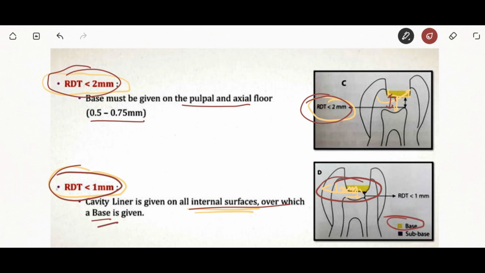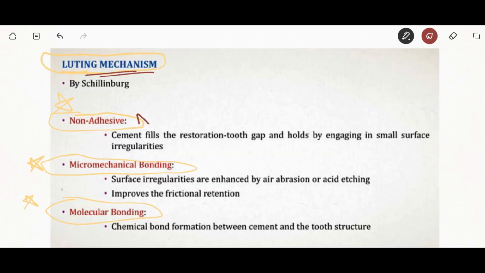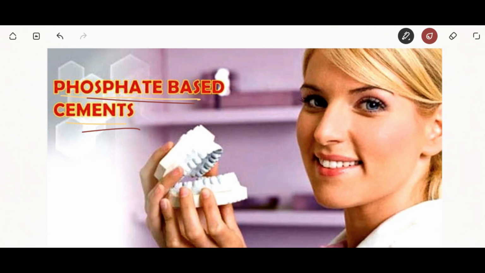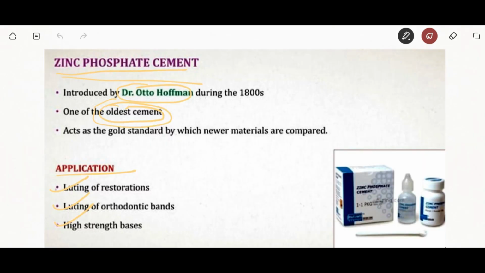The luting mechanism can be non-adhesive, there is micromechanical bonding as well as molecular bonding. Now coming to the cements, the first is the zinc phosphate cement. The zinc phosphate cement is the oldest of the luting cements. It was first introduced by Otto Hoffmann.